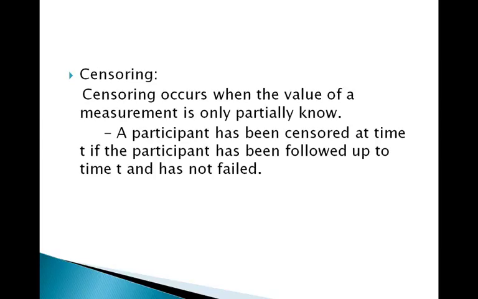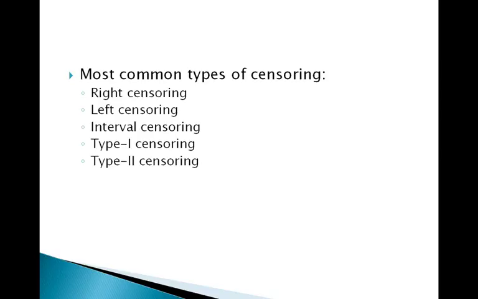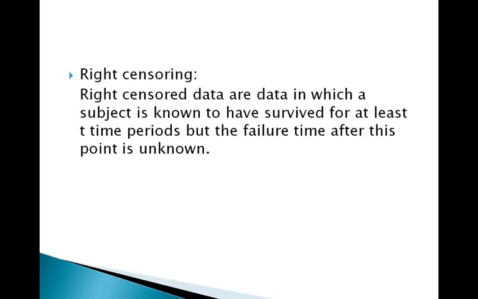Censoring, just so we know the definition of it, occurs when the value of a measurement is only partially known. So a participant has been censored at time t if the participant has been followed up to time t and has not failed. There's a couple of different types of censoring we can encounter. Right censoring, the most common, meaning that to the right of entry into the study time period. Left censoring, interval censoring, type 1 censoring, and type 2 censoring. Right censored data are data in which a subject is known to have survived for at least t time periods, but the failure time after this point is unknown.